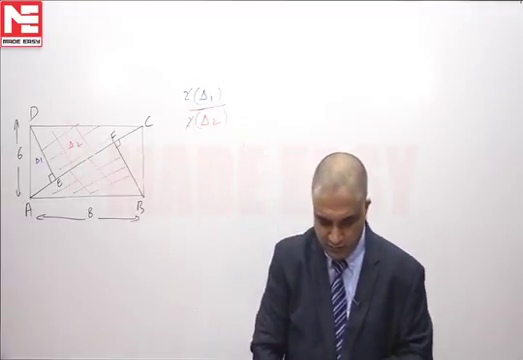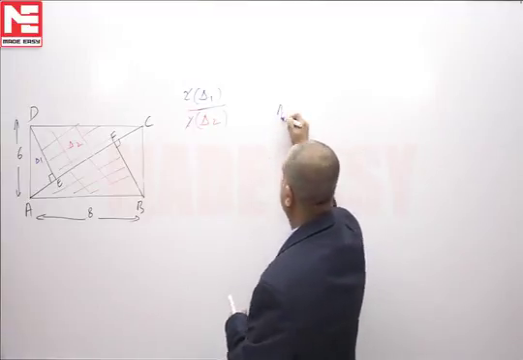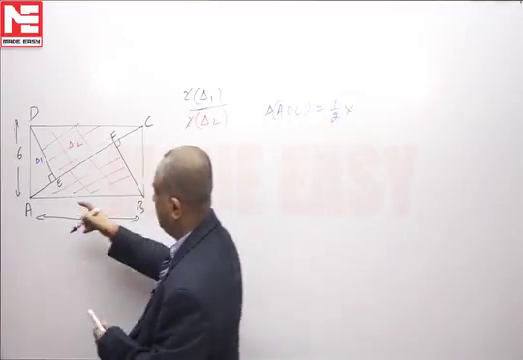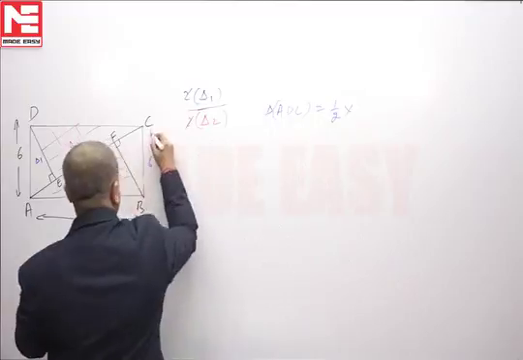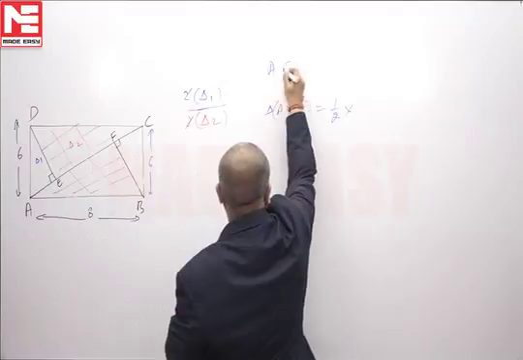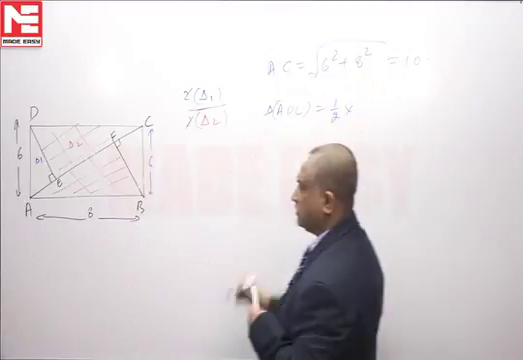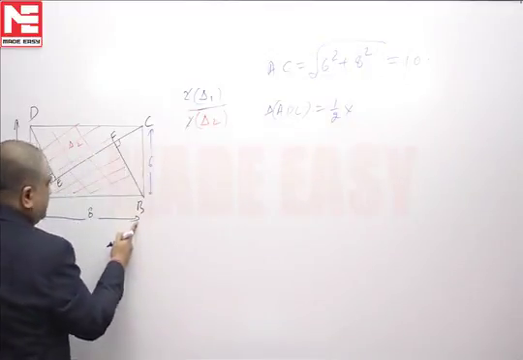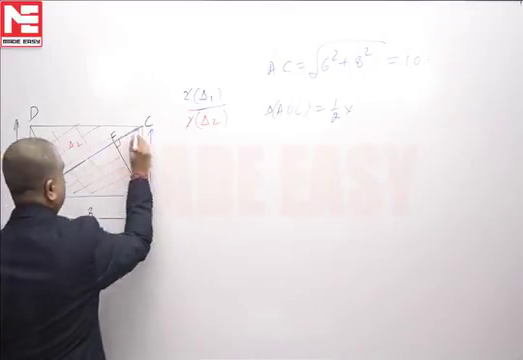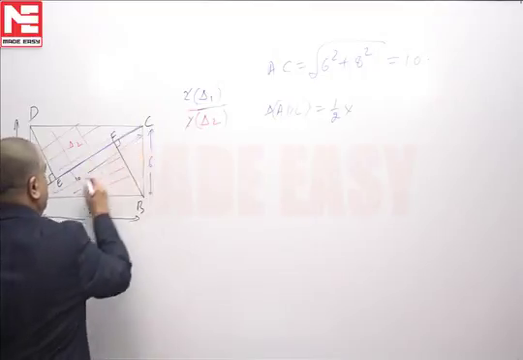Now, we know the area of a triangle. Say I take triangle ADC, half base into height. This side is 6, and this is 8. So hypotenuse AC will be equal to the square root of 6 squared plus 8 squared, which will be equal to 10. There is no denying the fact that hypotenuse AC will surely come out to be 10.